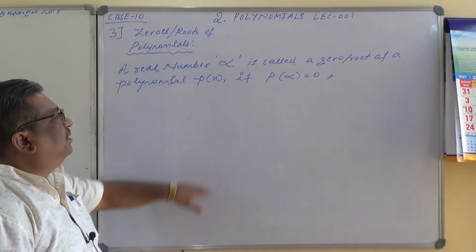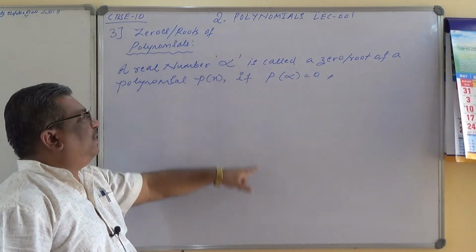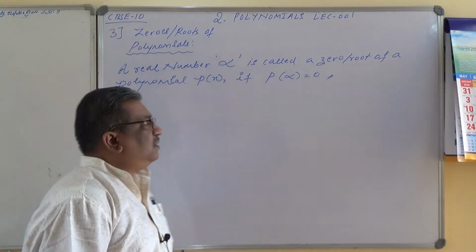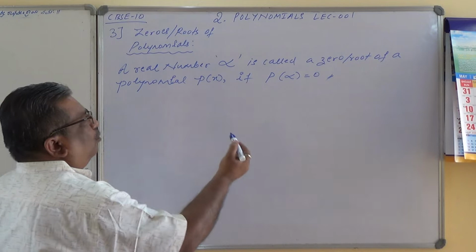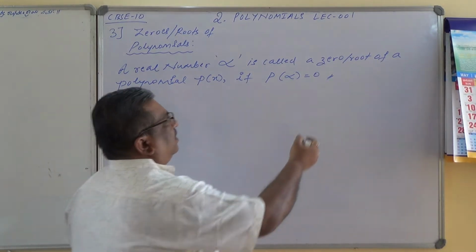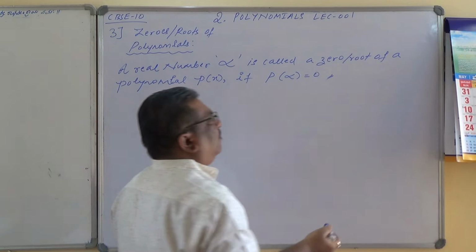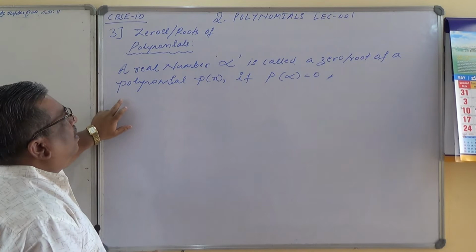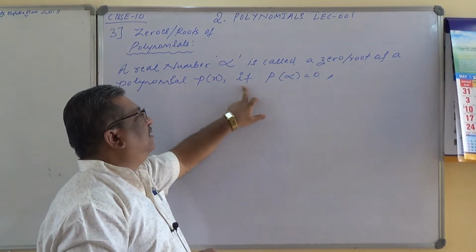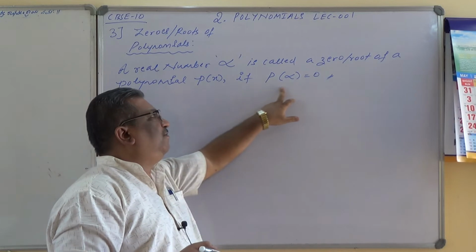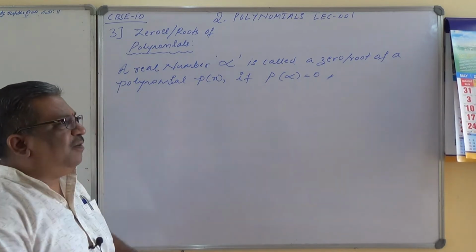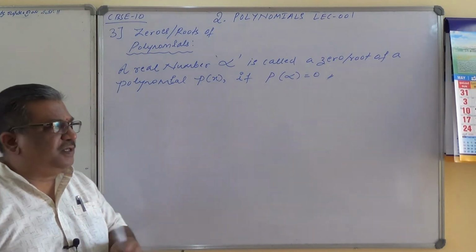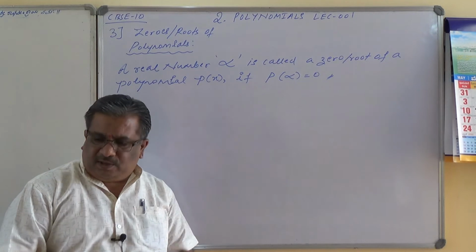Is it very clear? That alpha is called the root. If I substitute alpha in x, then the p of alpha becomes 0. So this is called the zero or root. Both names, you must understand, zero as well as root, are the same here. That means that value of the variable, if substituted in a given polynomial, if the polynomial reduces to 0, then that value of x is called the root of a polynomial.